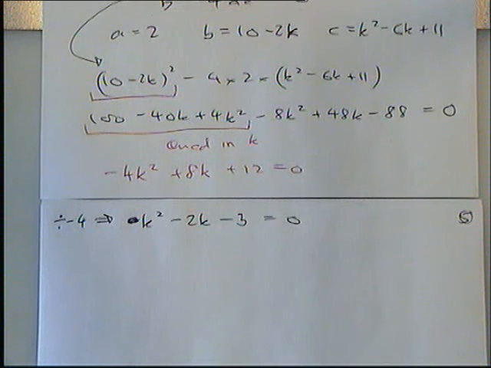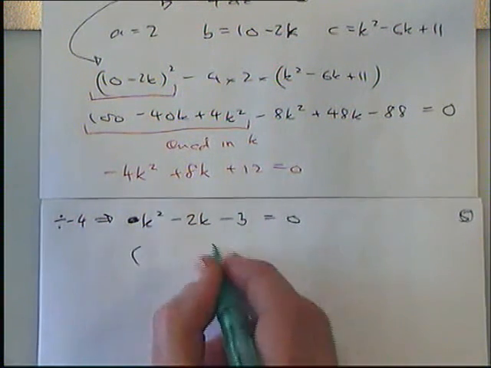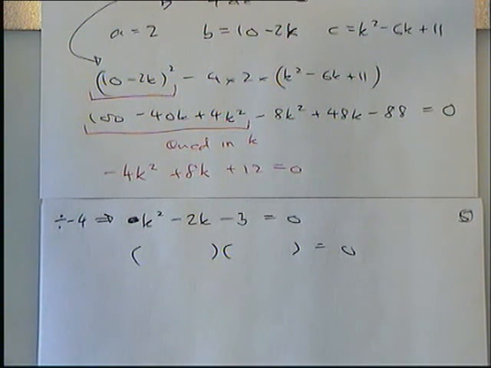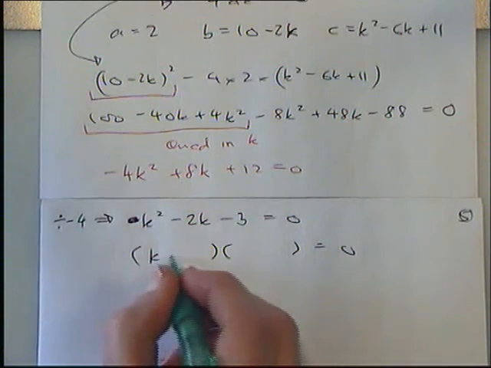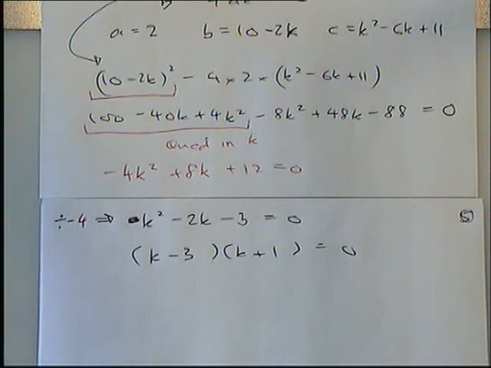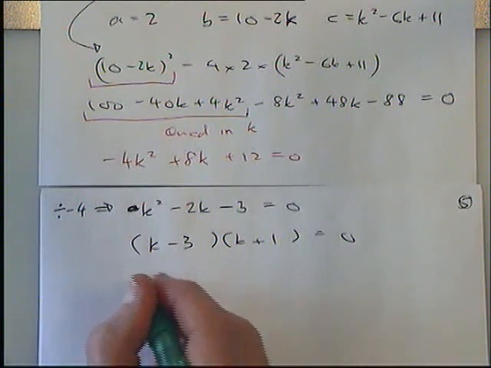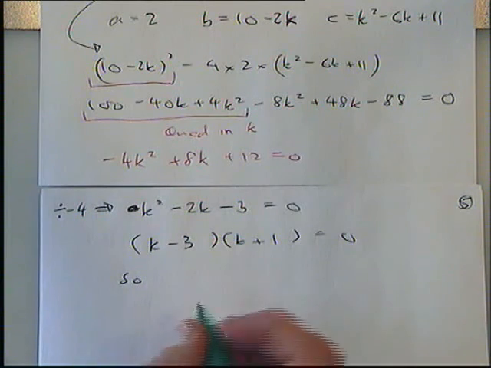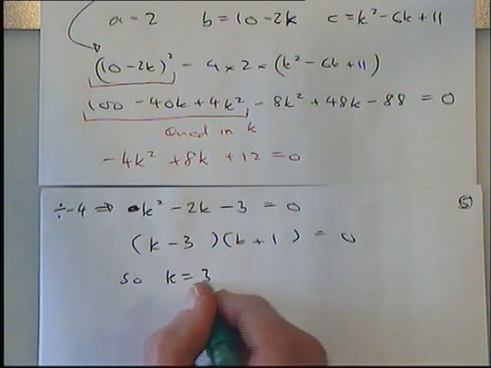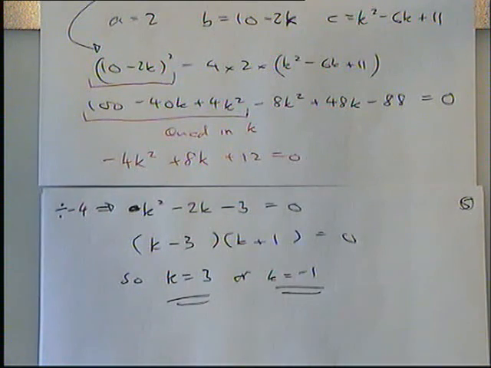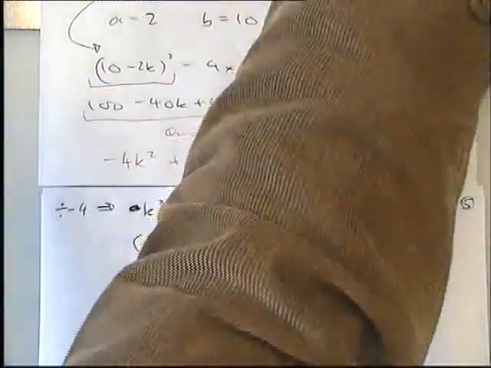It can be factorized. And according to Callum, that can be factorised into what, Callum? K minus 3, k plus 1. Does that work? That works. So, drum roll, and what do we get? K equals 3, k equals minus 1. We were asked to find the possible values for k. And we have found the possible values for k.